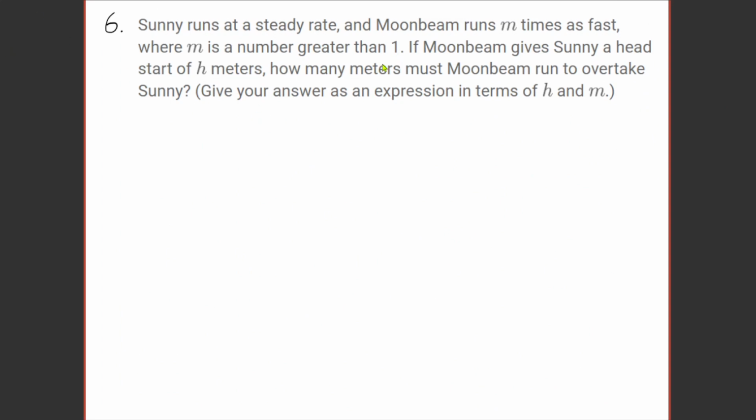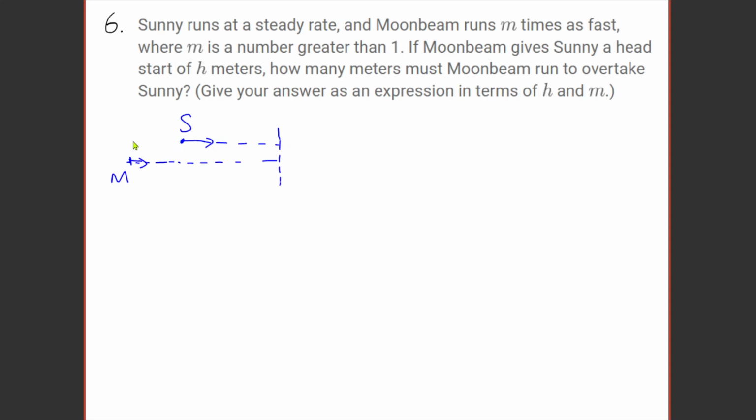Sunny runs at a steady rate and Moonbeam runs m times as fast, where m is a number greater than 1. If Moonbeam gives Sunny a head start of h meters, how many meters must Moonbeam run to overtake Sunny? So basically, suppose this is Sunny, and Moonbeam gives Sunny a head start of h meters, so this is Moonbeam, right? Moonbeam has a greater speed, so eventually they'll meet somewhere here, right?